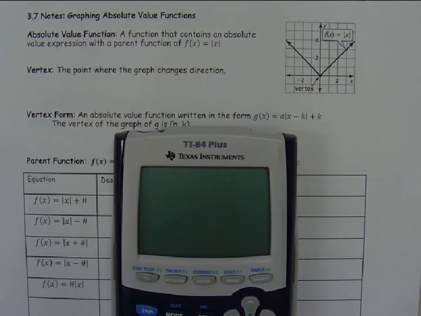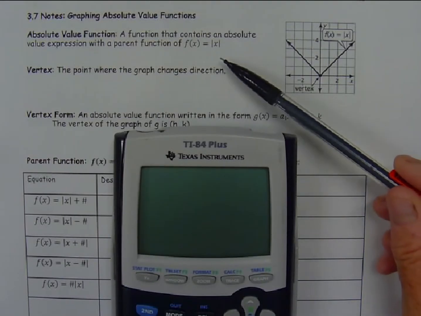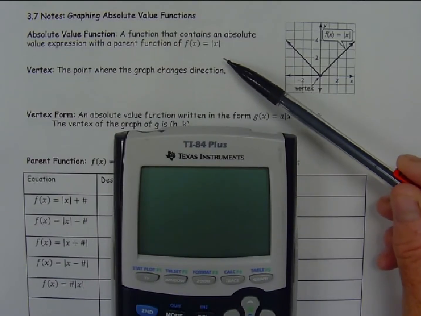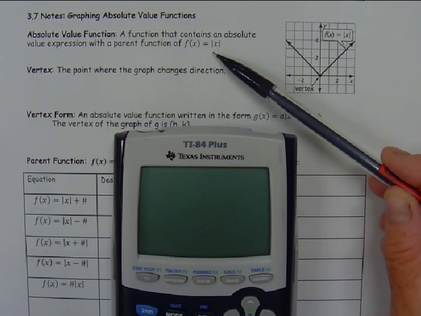Today we're going to talk about graphing absolute value functions. So in the past we have done some stuff with absolute values of numbers, but never have we graphed an absolute value function. So if you look up here, an absolute value function is a function that contains an absolute value expression with this parent function f of x equals absolute value of x.